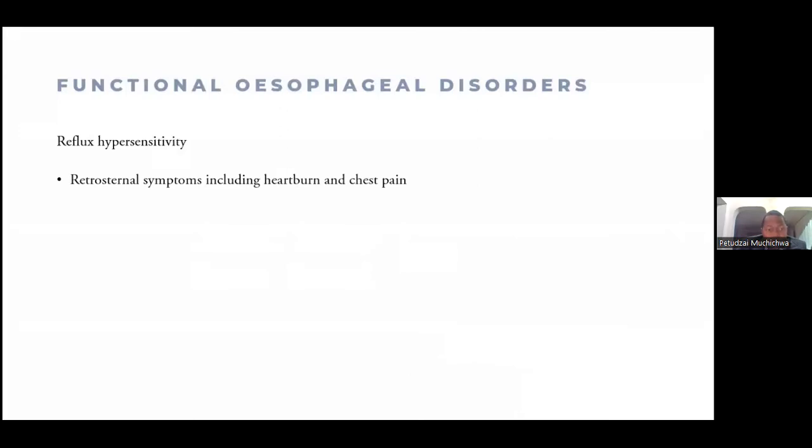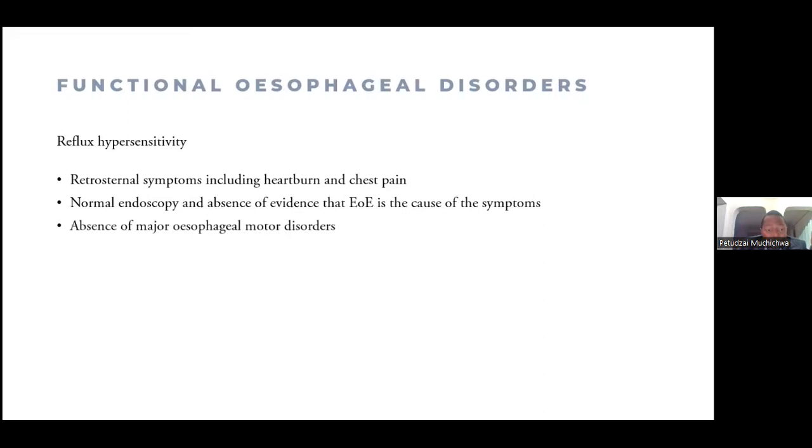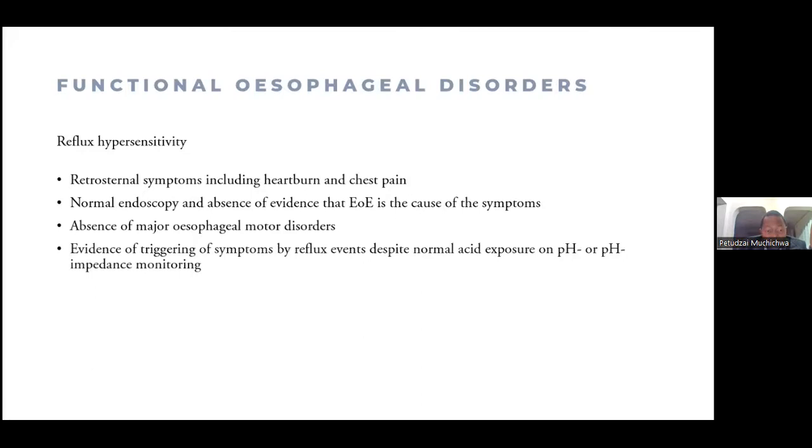Then reflux hypersensitivity: there are retrosternal symptoms, including heartburn and chest pain, normal endoscopy, and absence of evidence that eosinophilic esophagitis is the cause of the symptoms. Absence of major esophageal motor disorders, as described earlier. Evidence of triggering of symptoms by reflux events despite normal acid exposure on pH or pH impedance monitoring.